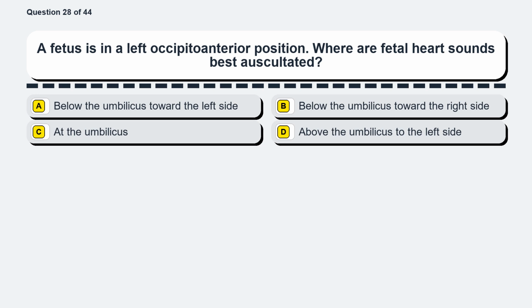Question 28. A fetus is in a left occipito-anterior position. Where are fetal heart sounds best auscultated? Option A. Below the umbilicus toward the left side. Option B. Below the umbilicus toward the right side. Option C. At the umbilicus. Option D. Above the umbilicus to the left side.